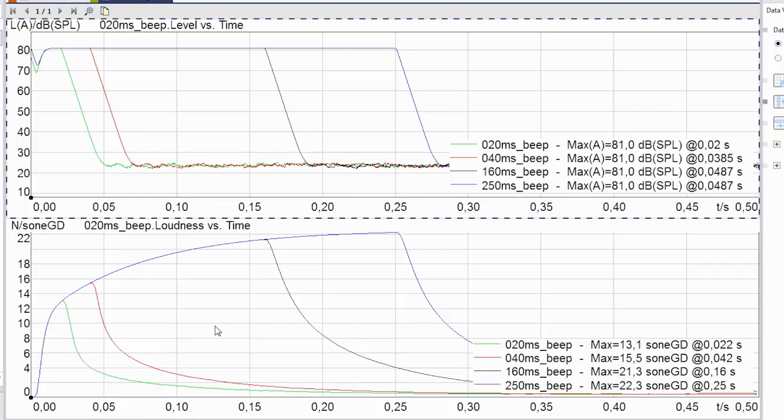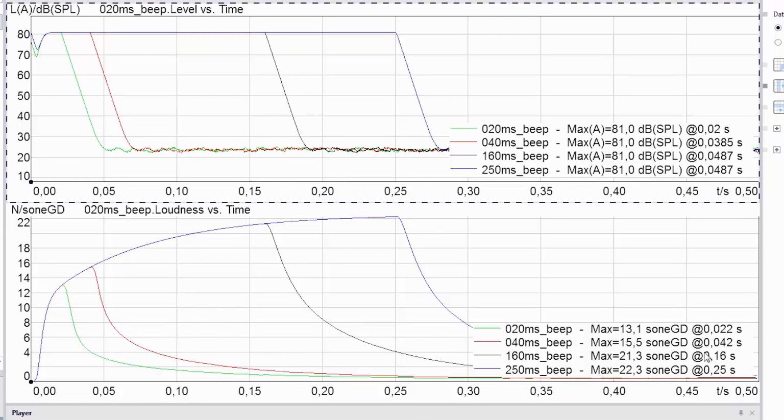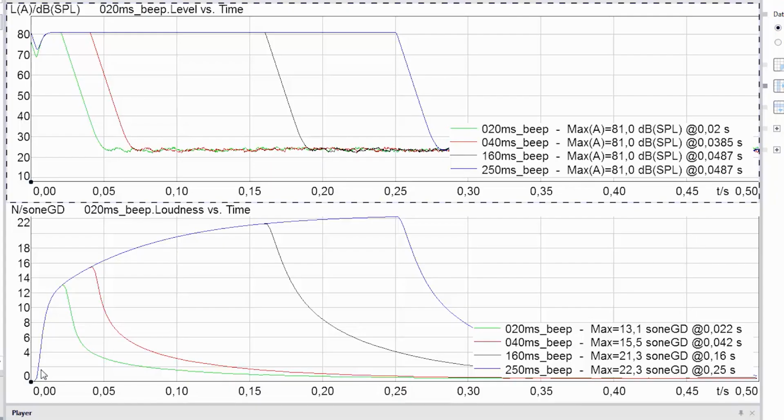The loudness looks different. As you can see here, the loudness creates different values. That's because the loudness analysis takes care of the response time of the human ear to new noises. If there's a long signal, it will rise over time until it reaches a maximum level. But if the signal is short, it will not reach the highest value.